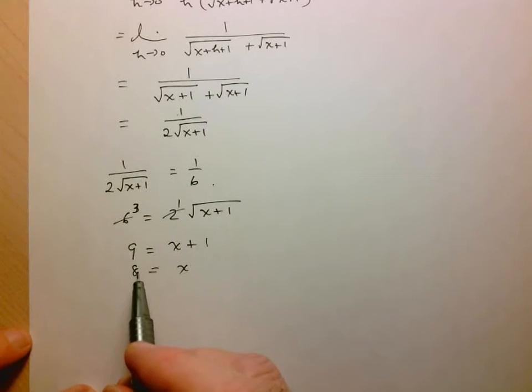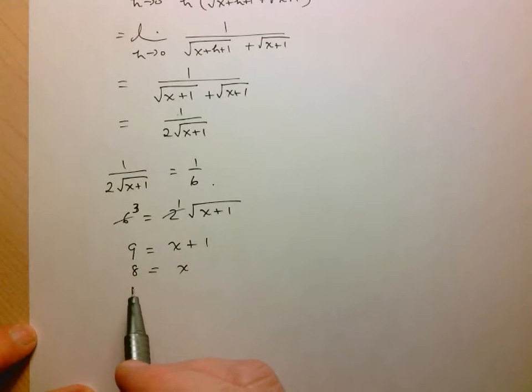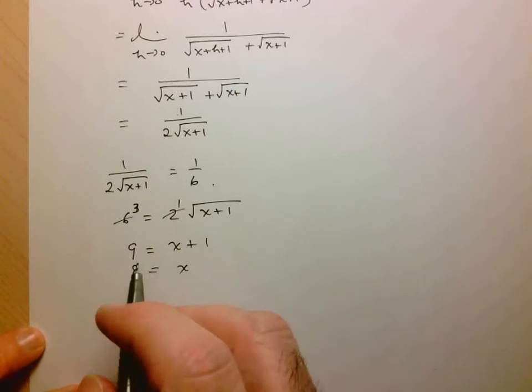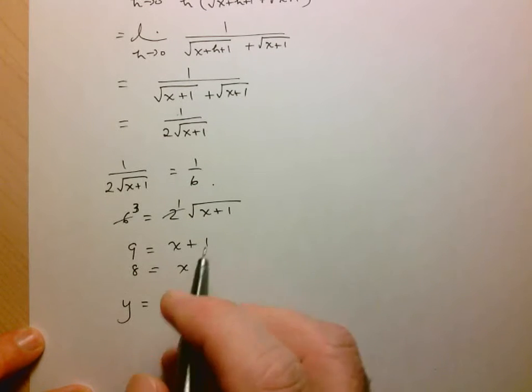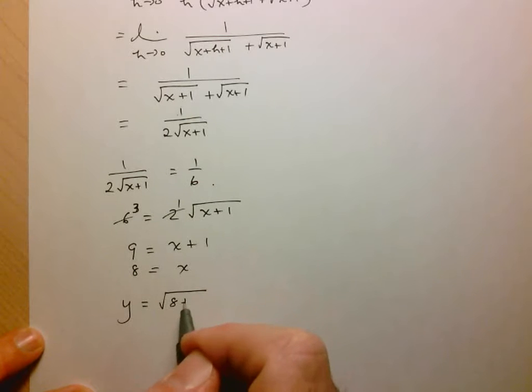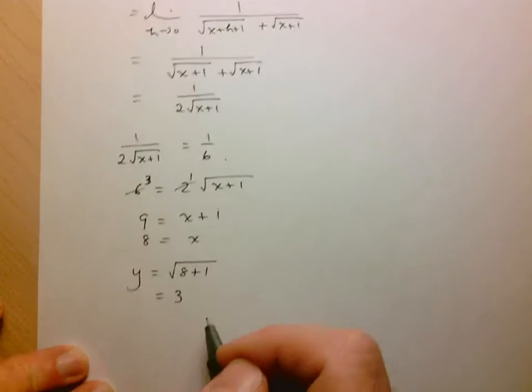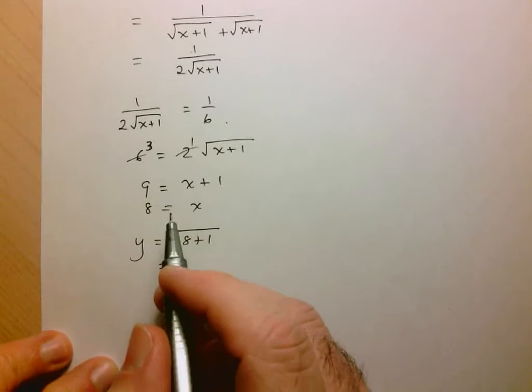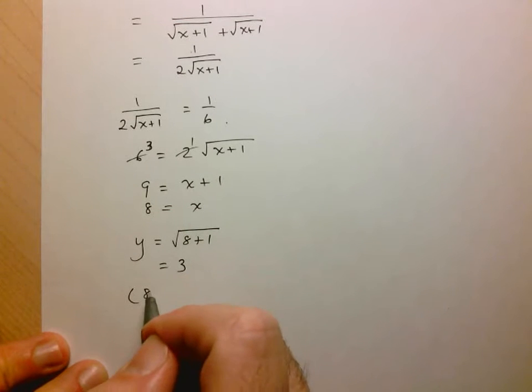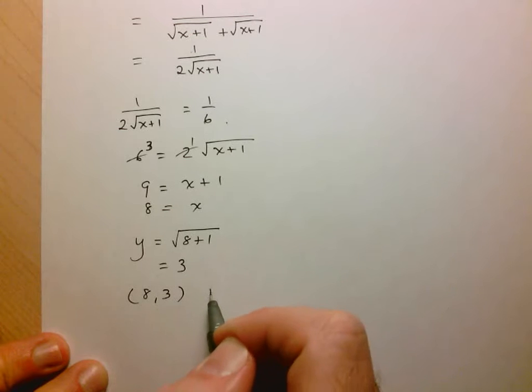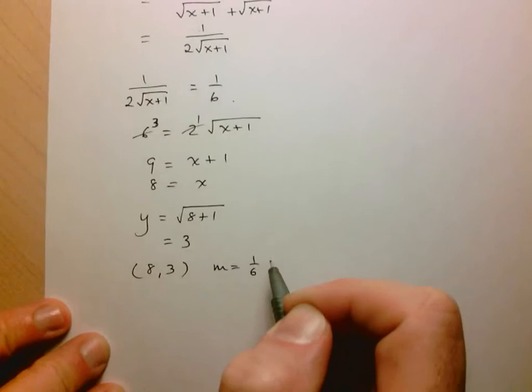In order to find the equation of the line, because we're actually looking for the equation, not just the location of this tangent, I'm going to need the y value. So I use the equation to find the y value: square root of 8 plus 1, which is the square root of 9, so that's just equal to 3. Now I've got my point (8, 3) and my slope 1 over 6.